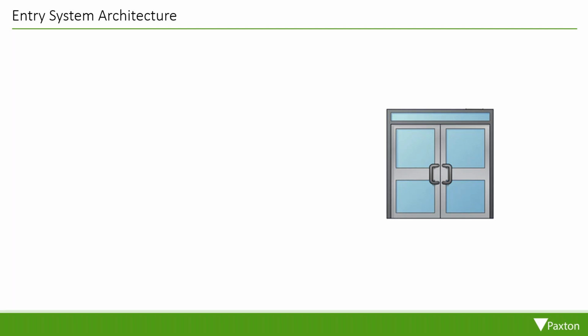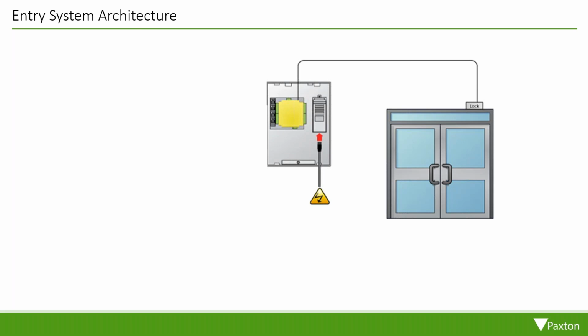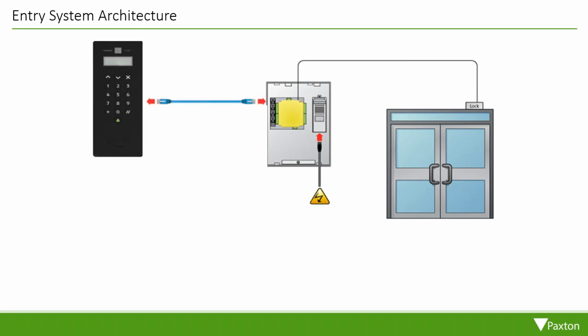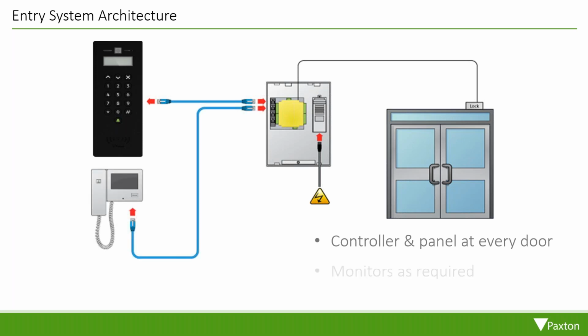Entry is made up of three components. These are a controller and panel per door, and then the required amount of monitors, or handsets. Entry uses IPv6 and PoE for comms and power. So the benefit of this is that the Paxton Entry components automatically detect themselves, making installation very quick and easy.